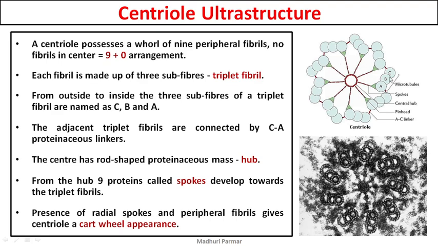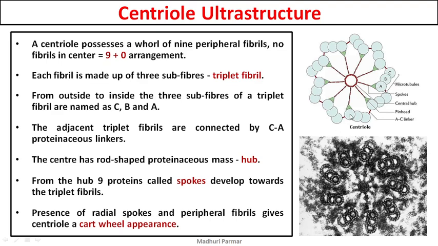In the center there is no fibril present. So it is called a 9 plus 0 arrangement. There are 9 arrangements on the periphery, but in the center there is no arrangement. Each fibril, this one whole thing, is made up of 3 subfibers. You can see A, B and C. From the outside to inside, the outermost is C, then B, then the innermost is A.